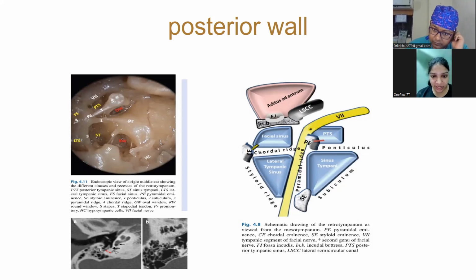Similarly, in the radiograph also, we can clearly appreciate the sinus tympani area, which is between the ponticulus and the subiculum. So they asked about the boundaries of the facial recess. Superiorly, we have the fossa incudis, then laterally we have the chorda tympani, and medially the vertical segment of the facial nerve. So at least this much you should know.